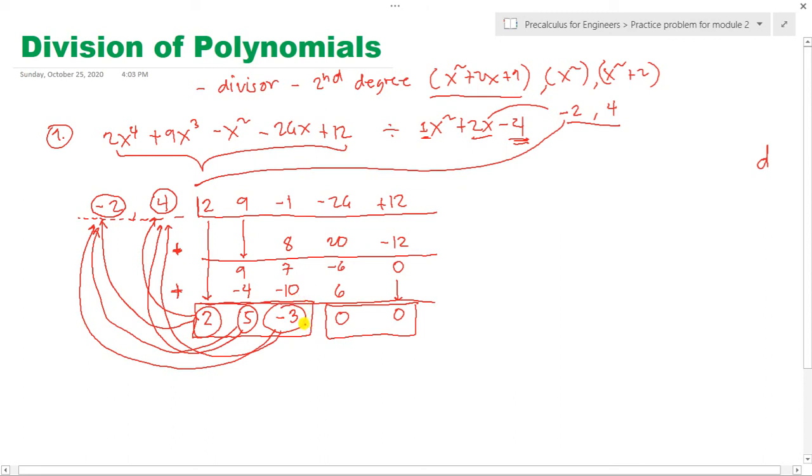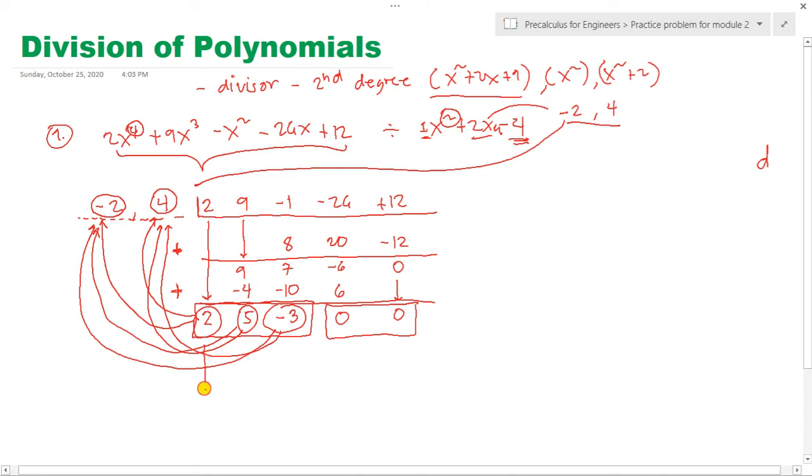And how are we going to tell class kung ano yung degree ng ating answer? So, in order to determine the degree of our answer, so just remember the highest degree of your divisor. So, ano yung degree ng divisor natin? Degree of 2. Our dividend, degree of 4. So, just subtract the exponent. So, dividend 4 minus divisor 2, the answer is 2. So, the answer would serve as the degree of your answer. So, x squared pala yung degree ng ating answer.